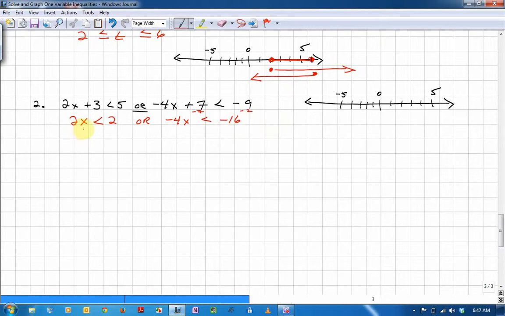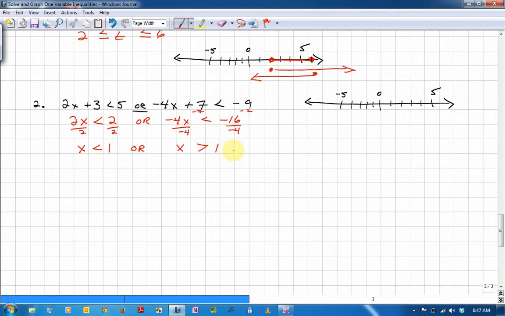For this left side, now I need to get the x alone. I'll divide both sides by 2. I'm not dividing anything by a negative yet, so I would have x is less than 1. And on the other side, I'm going to divide by a negative 4. Now when I do that, of course, I'm going to have to switch the inequality sign. So negative 4 divided by a negative 4 is 1. So I have x, and the inequality sign flips, is greater than 1.